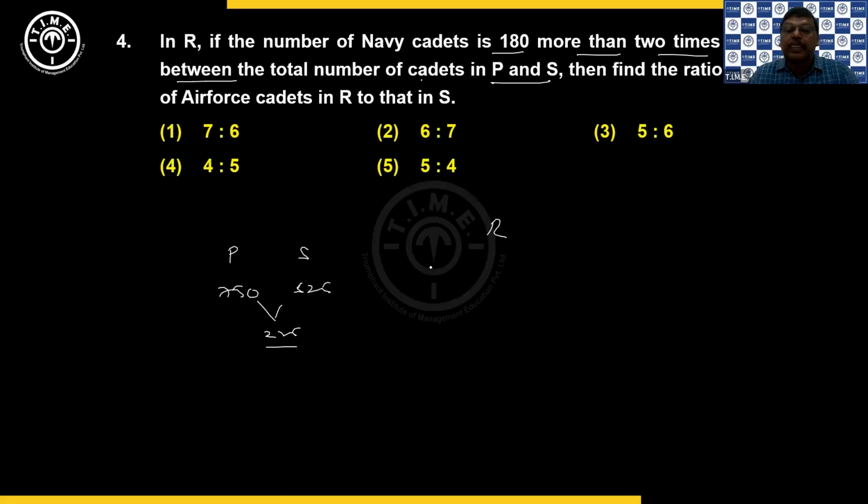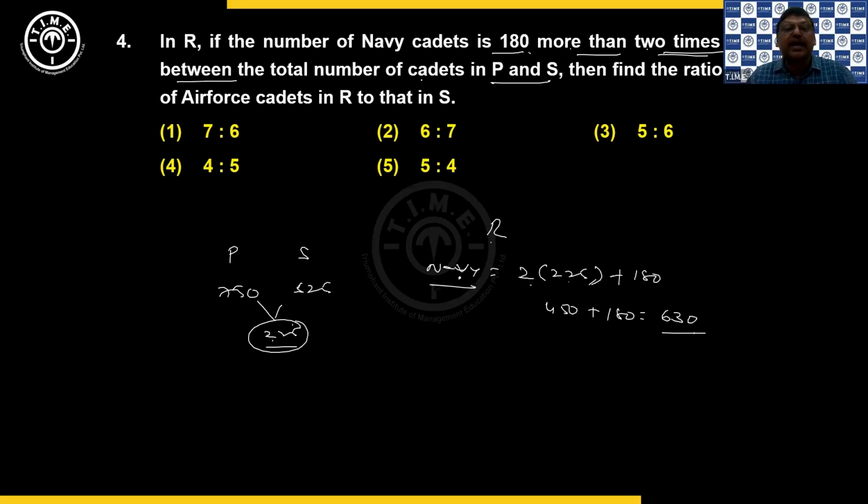In R, the Navy cadets are 180 more than 2 times the difference between them. 2 times the difference will be 2 times 225. It's 180 more, meaning plus 180. You can see, students, 2 into 225, 450 plus 180, it is 630. This is the cadets in Navy in R, right? Then find the ratio of Air Force cadets of R to that in S. You know Navy cadets here.